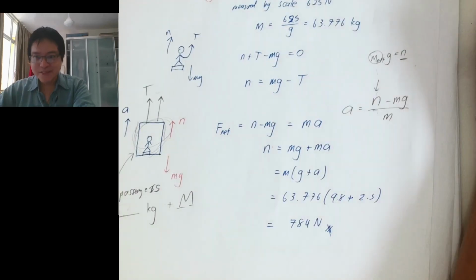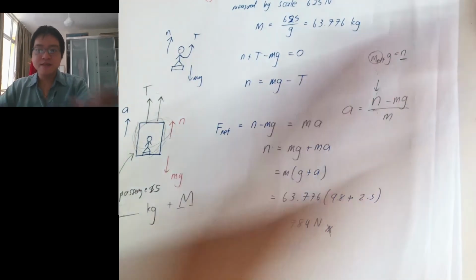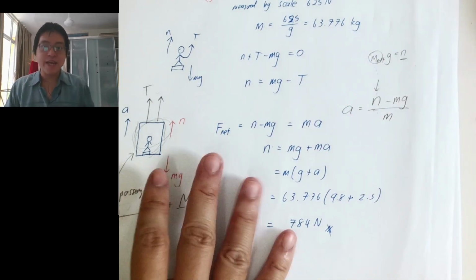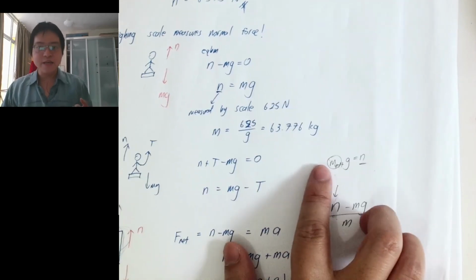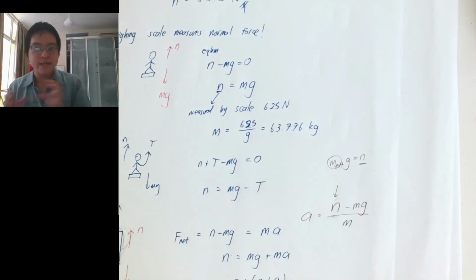Yes, the m, the mass on the scale. Correct. Because the reading on the scale is given in kg, it should be this number in kg. So you need to multiply by g to get the newtons. That's what I meant.